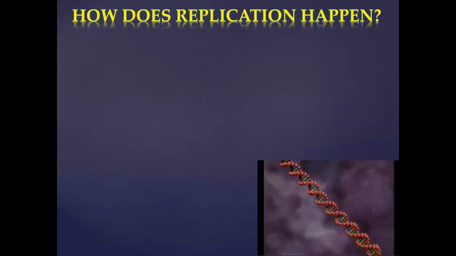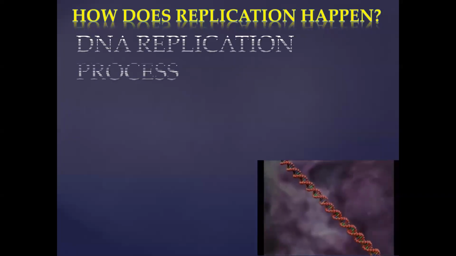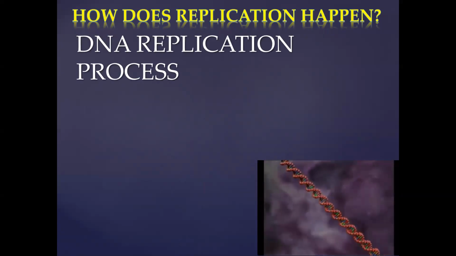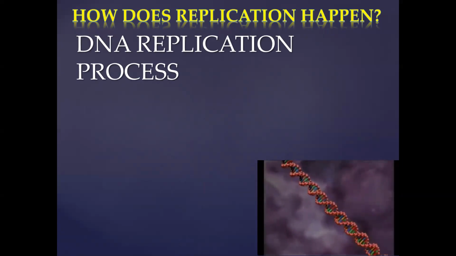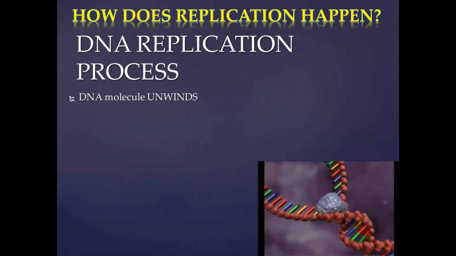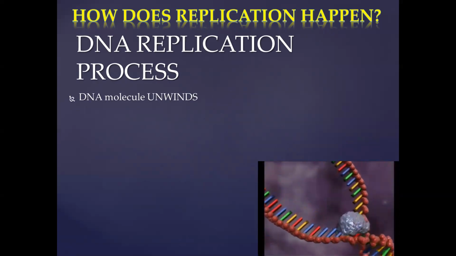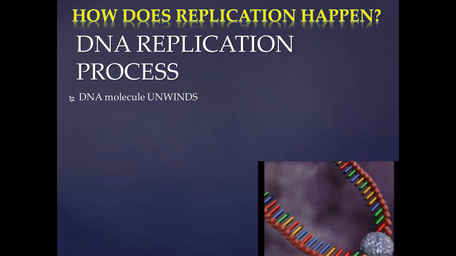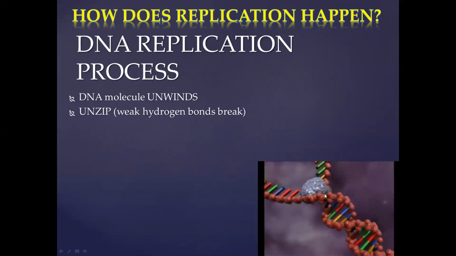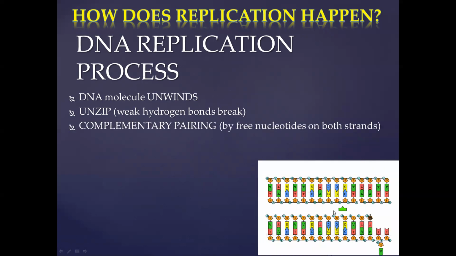Now, how does it happen? What is the process by which DNA replication occurs? If we have a DNA molecule, like the one pictured here, you can see it's a double-stranded molecule, and it's twisted, it's a double helix. The double-stranded molecule needs to unwind firstly, it untwists, and then it also unzips. Here you can see this enzyme is breaking the weak hydrogen bonds, and it's unzipped that molecule. Then complementary pairing occurs by free nucleotides from the nucleoplasm coming and joining in.